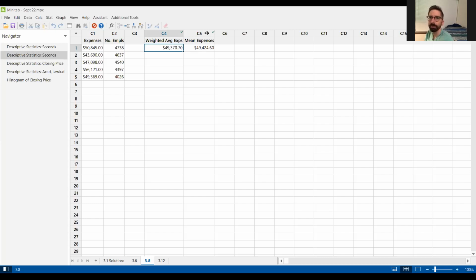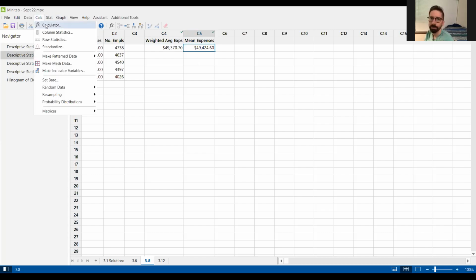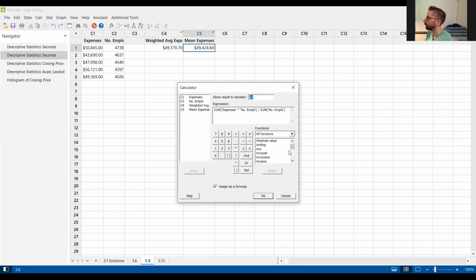In C5, this is simply the mean. And of course, I think they have the mean here. Let me see if they do. Right, the mean. You simply go mean. C5. So I'm going to change this to C5.